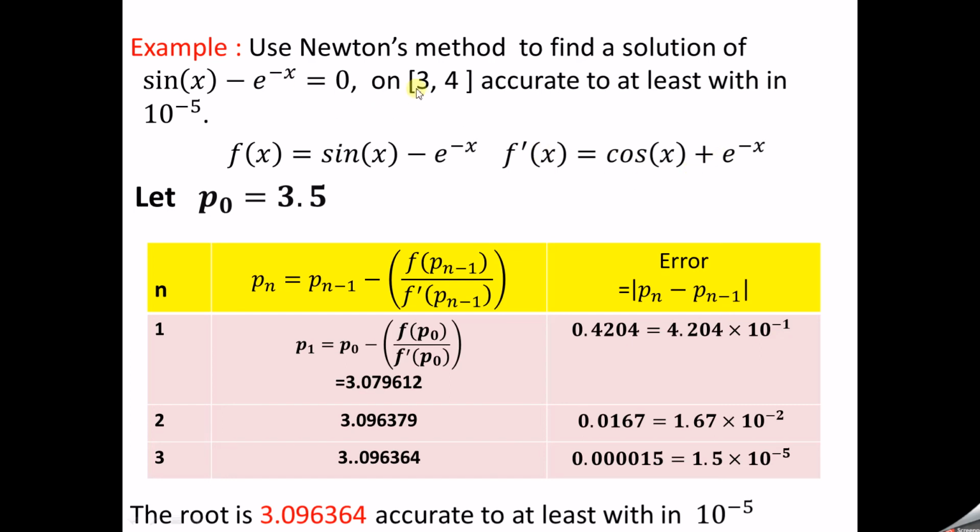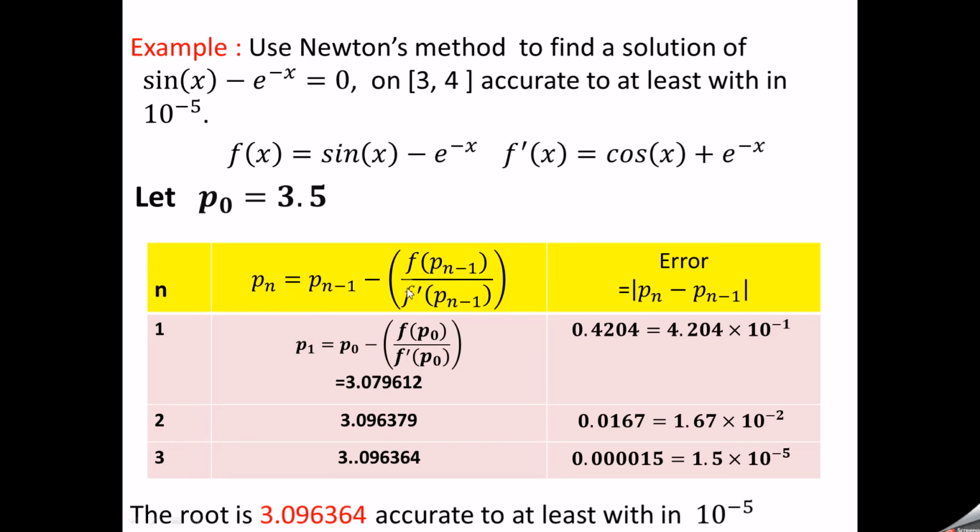And we know the root is lying between 3 and 4. We have to start with some initial guess, an initial approximation for the root. So here we are taking 3.5, in between 3 and 4. Any value between 3 and 4 you can take as the initial guess. Here I am taking P naught, the initial guess, as 3.5. So using this P naught, you will get the successive approximations, next P1, after that P2, and so on and so forth.